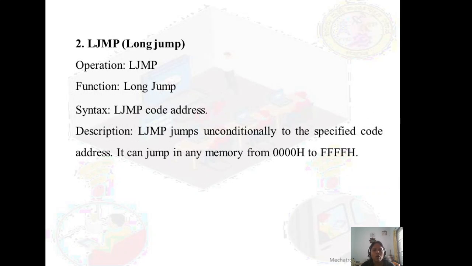Next one is your long jump. Long jump, what is the range of the long jump? The range of the long jump is 0000H to FFFFH. Okay. So what is the syntax here? LJMP and code address. As I have told you, long jump will be a 3 byte instruction. First byte will be your opcode and the next 2 bytes will be the target address location. So long jump, without any condition, will jump to the specified address. Understood?